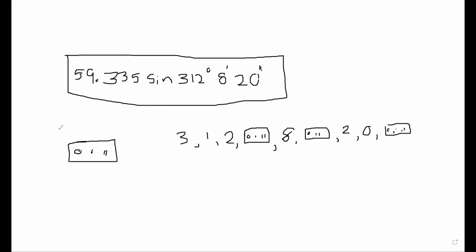3, 1, 2, then the degree, minute, second button. We call it the DMS button: degree, minute and second. Then 8 and the same button, then 20 and the same button. If you want to enter only minutes and seconds for any angle, sine, cos, tan or any, then first you have to press 0 degrees, right? In the display, you don't see these signs, so you will see only a comma. In some displays, it would be displayed.